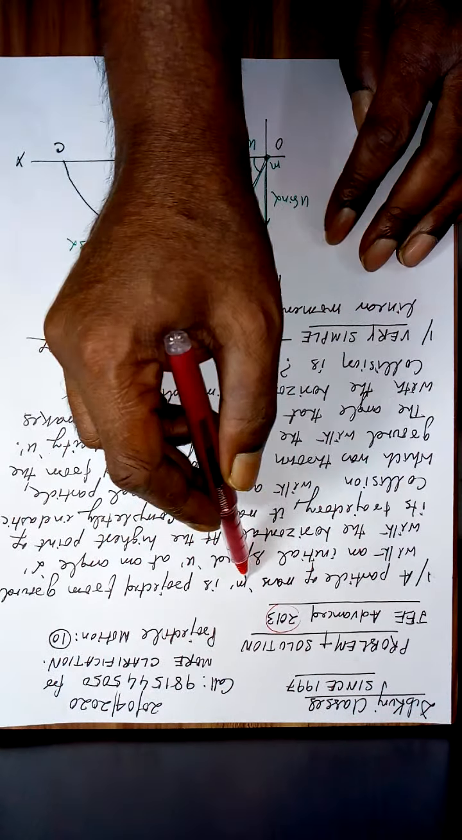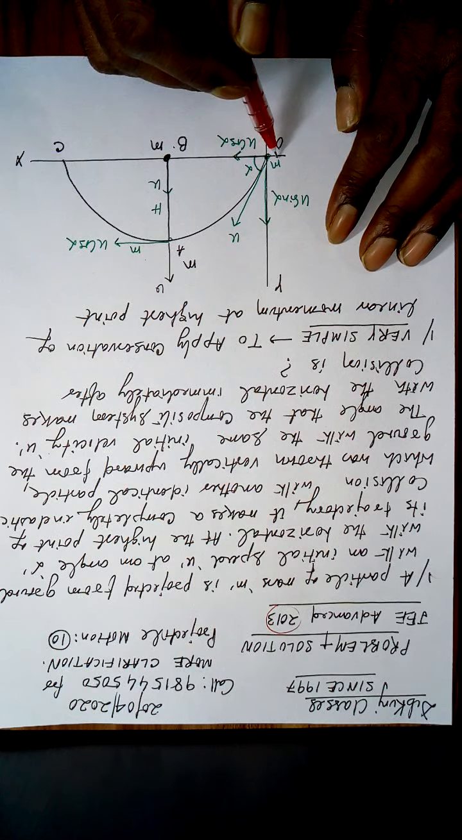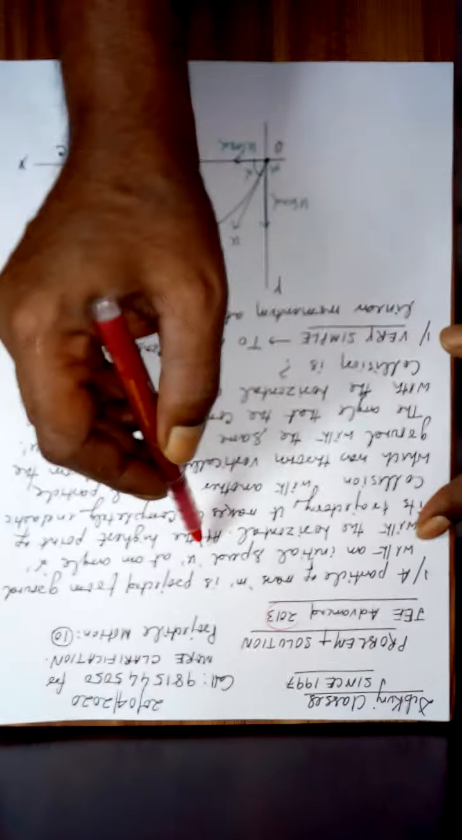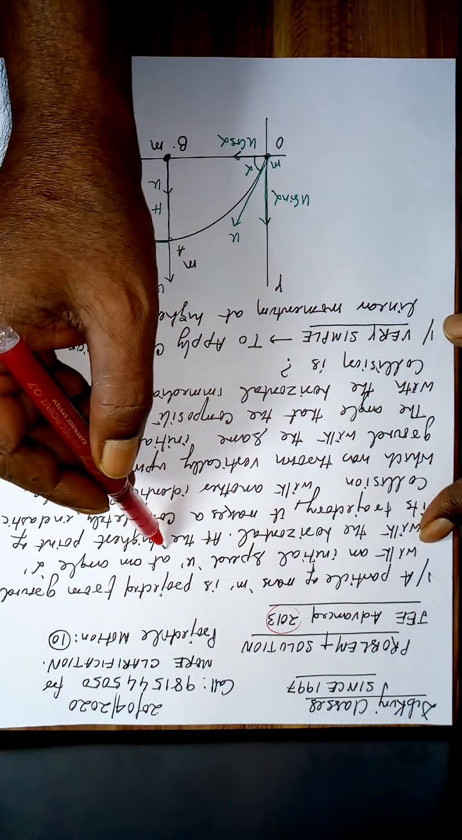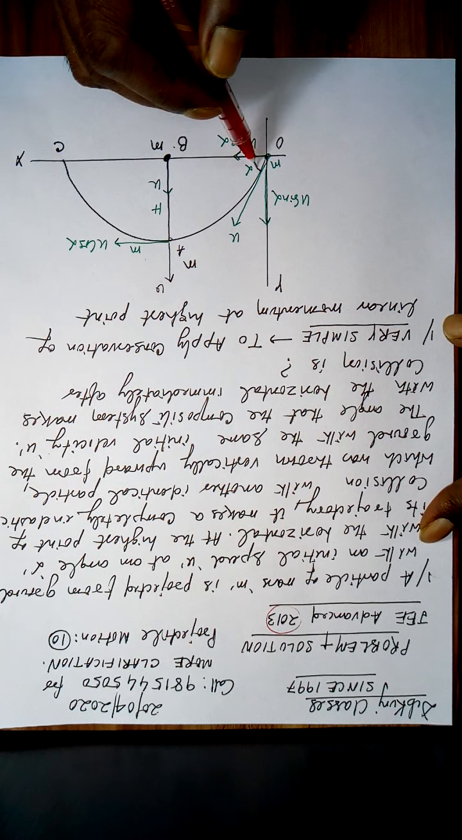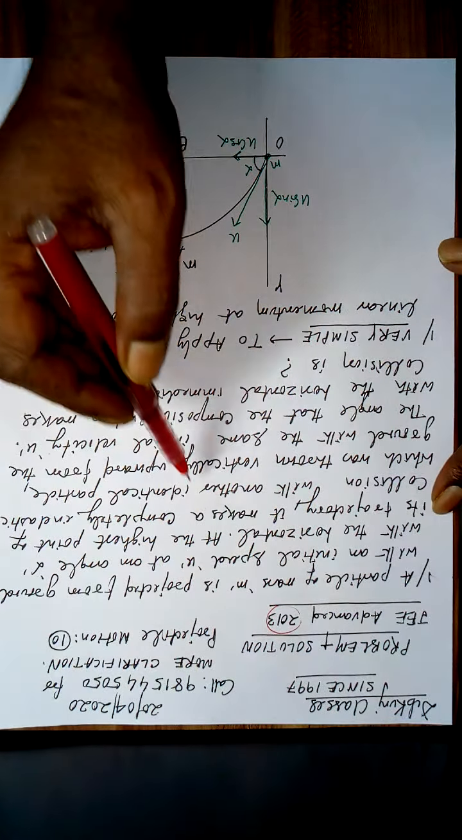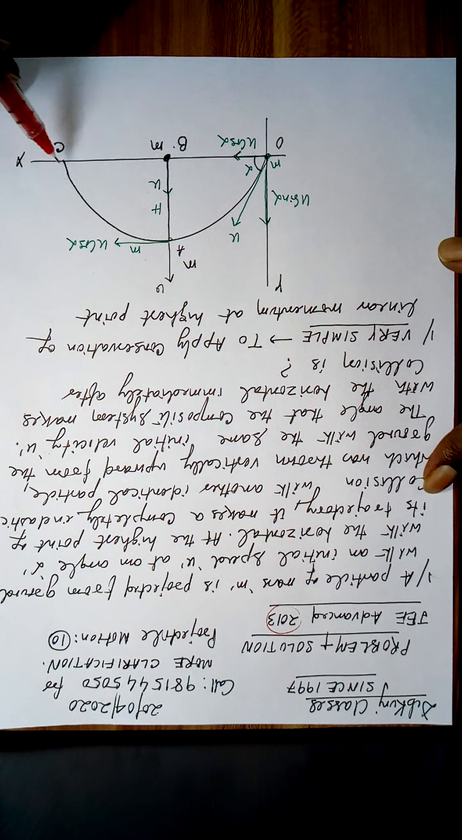A particle of mass m, here this one written in green, is projected from ground with an initial speed u. This is projected with initial speed u at an angle alpha. This angle is alpha with the horizontal. At the highest point of its trajectory, this is the trajectory, this is the highest point.